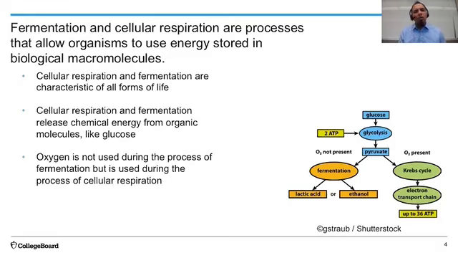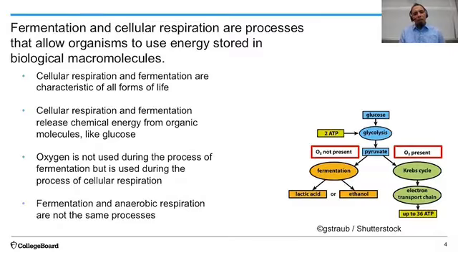And so oxygen, though, is not used during the process of fermentation, but is used during the process of cellular respiration. So if you look on my image there, you can see where I put a red box around oxygen is not present. And then oxygen is present. So it's kind of like you get to a fork in the road. Oxygen not present, oxygen present, which way do we go? And the one key thing here is that fermentation and anaerobic respiration are not the same process. Fermentation, the products are lactic acid or ethanol, where in anaerobic respiration, we still have pyruvate. So that's just kind of a key point I wanted to point out there.